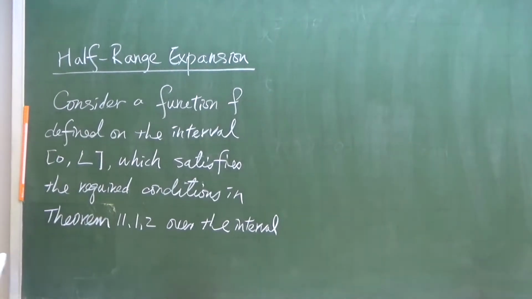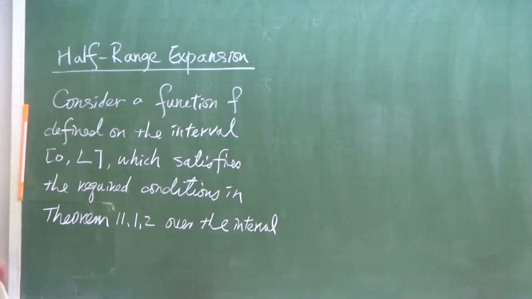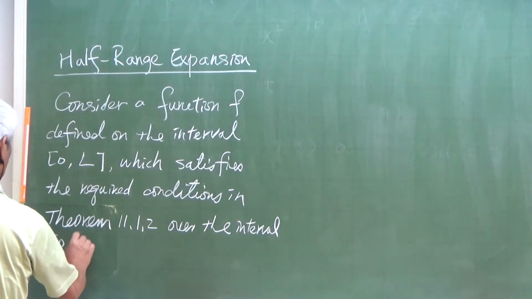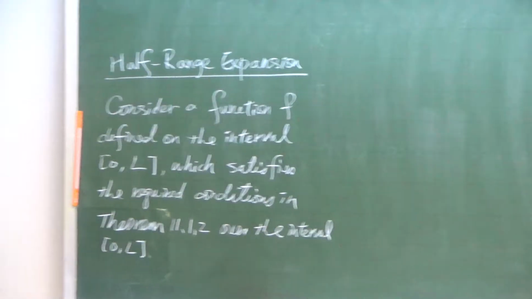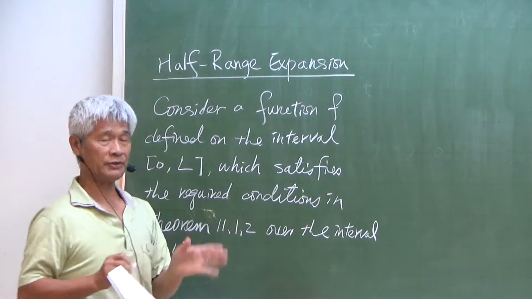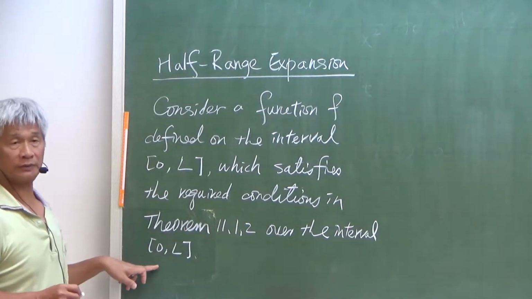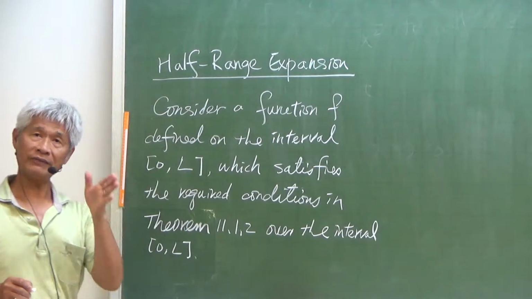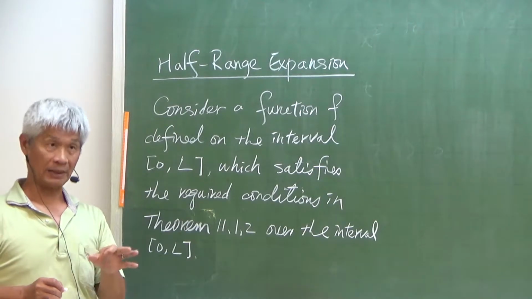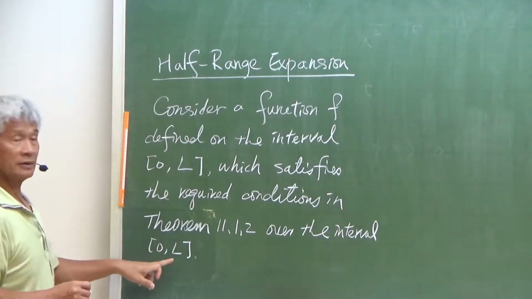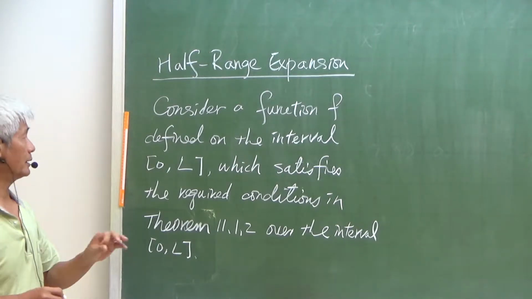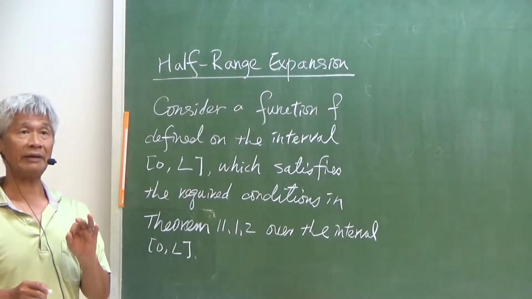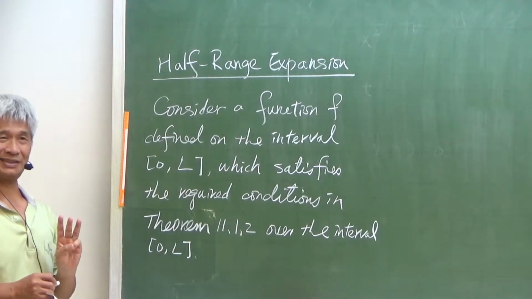Because in that theorem, the condition is required over the interval from minus pi to pi. But here, it's just over the interval from 0 to L. For example, the function should be absolutely integrable over this interval. The second thing is that the function should have left hand and right hand limits at every point in this interval. The third thing is that this function should have left hand derivatives and right hand derivatives at every point in this interval. So we have three conditions.